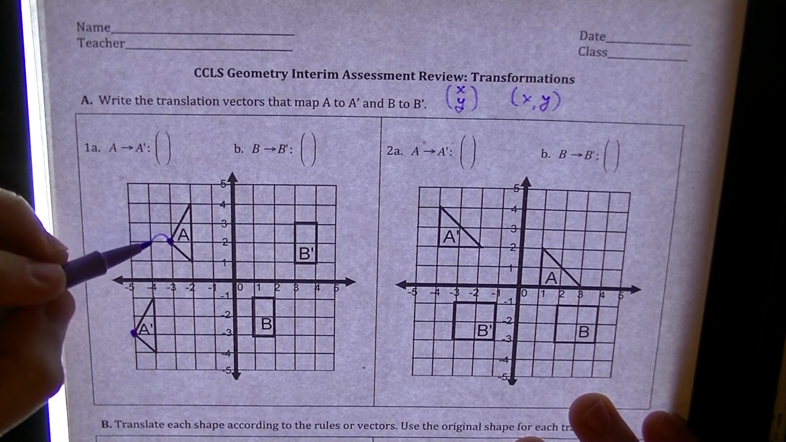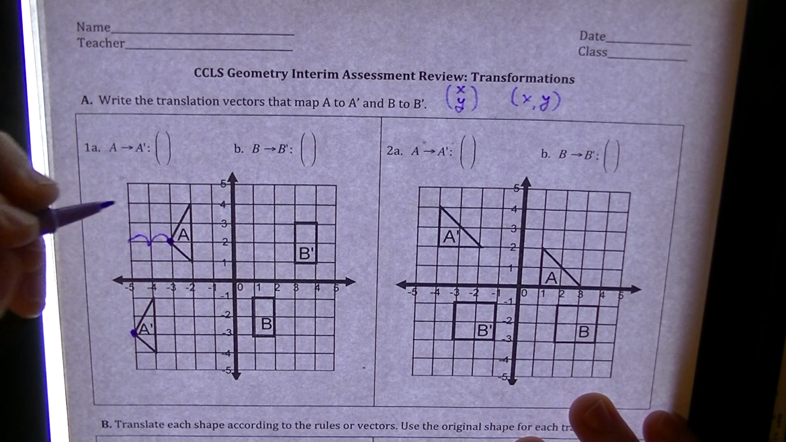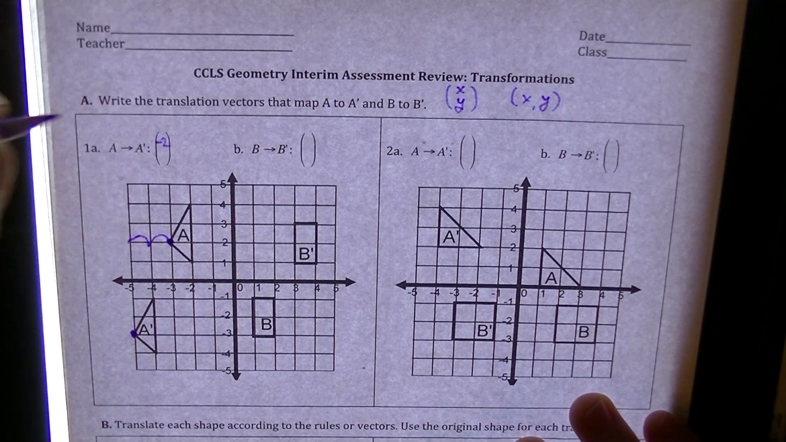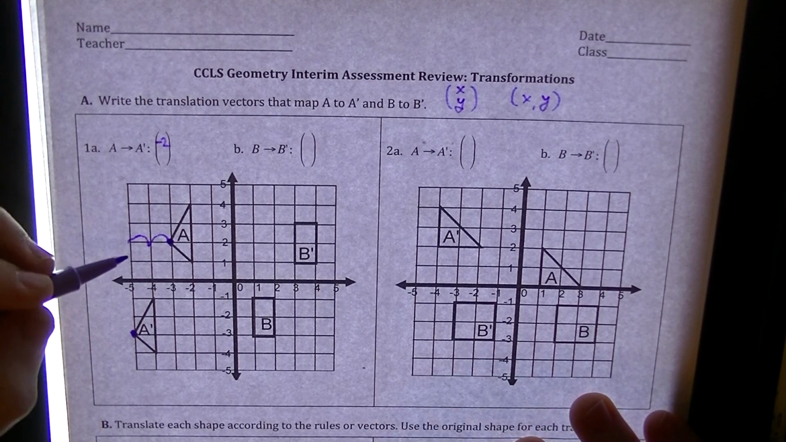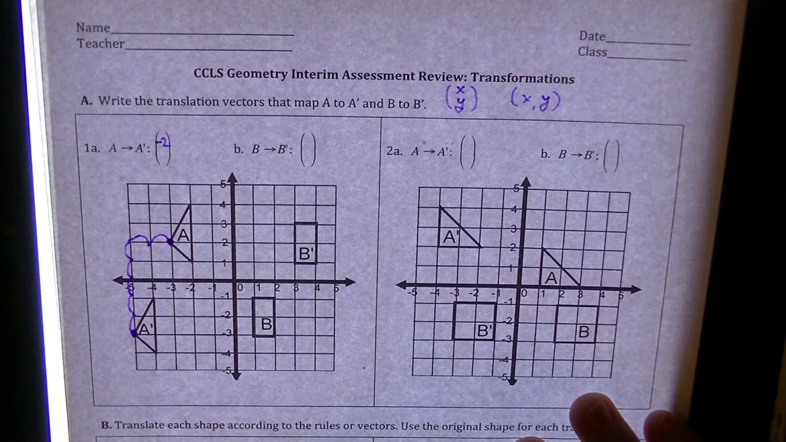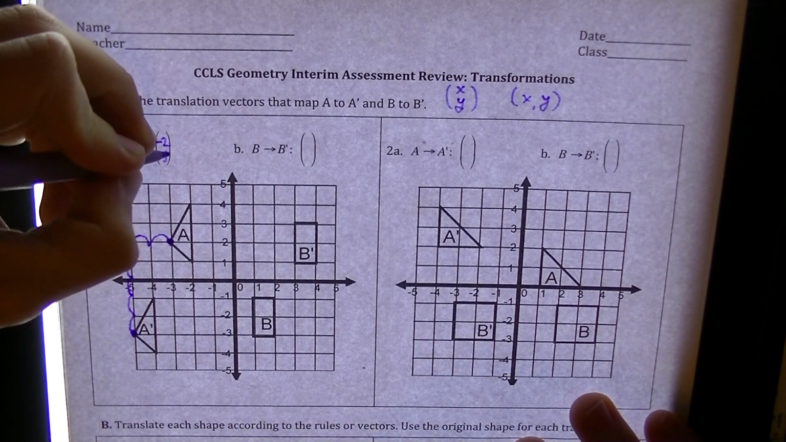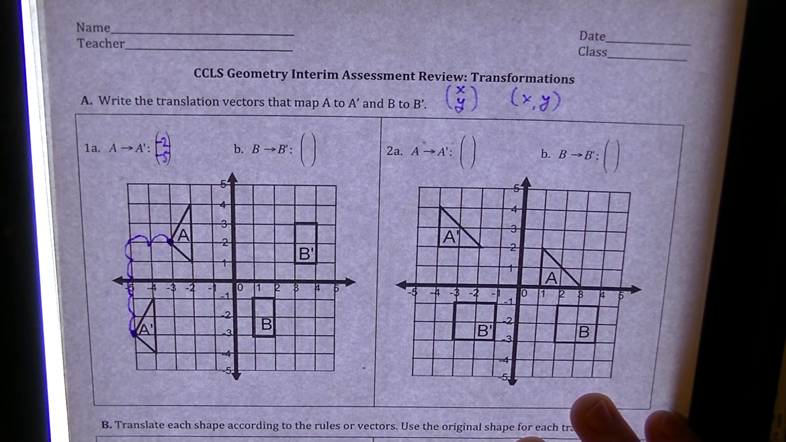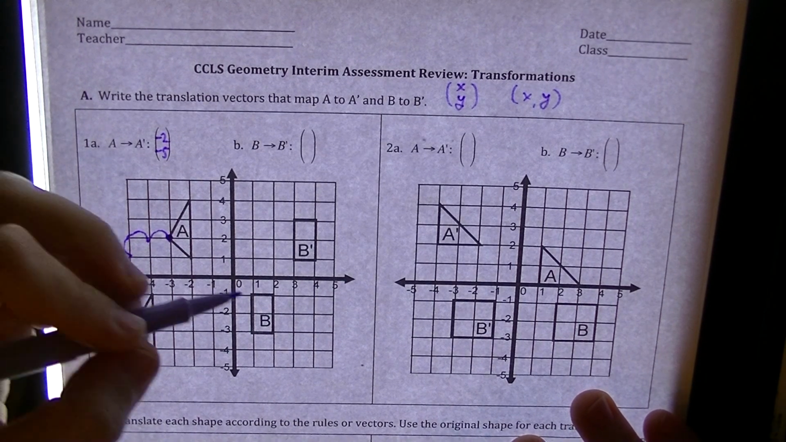So first in the X, I went -2 in the X, so I'll write -2. And in the Y, I had to go down 1, 2, 3, 4. I went 5 down in the Y, so it'll be -5 in the Y. Easy as that. Let's move on to B and B prime.